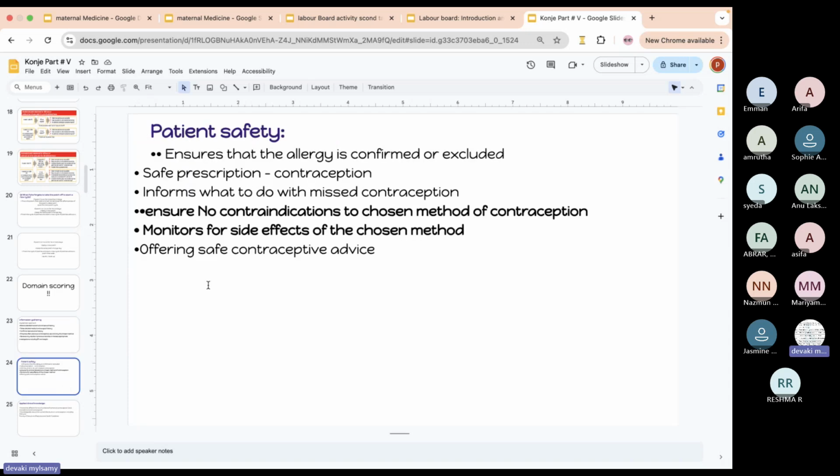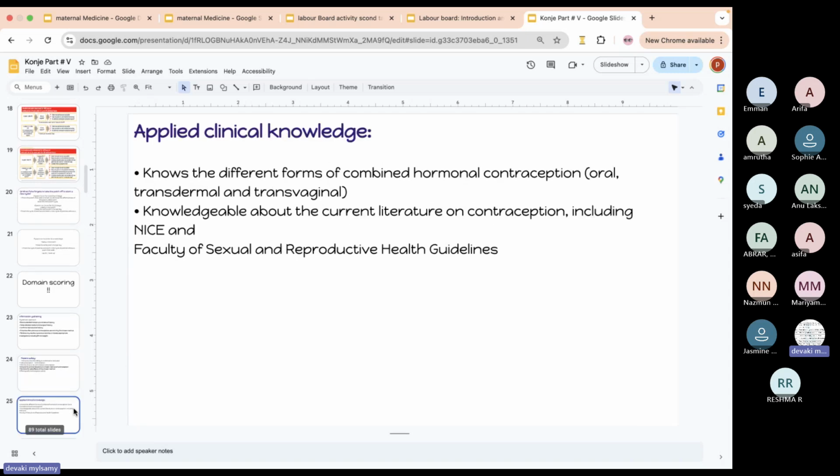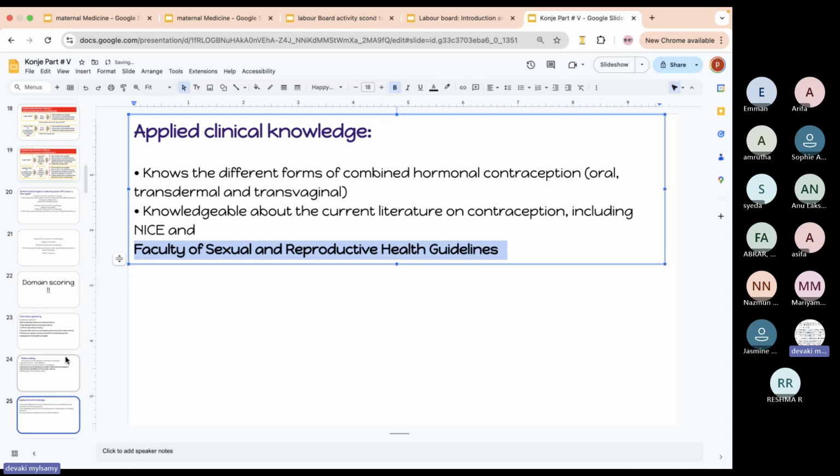Ensure patient safety: ensure that allergy is confirmed or excluded. Safe prescription, inform what to do with missed contraception. Ensure no contraindication to the chosen method of contraception. Monitor the side effects for the chosen method. Safe contraceptive advice, applied clinical knowledge, it's all from this FSRH guideline. It is not from NICE. Okay, it's from this FSRH guideline. We all know this guideline.